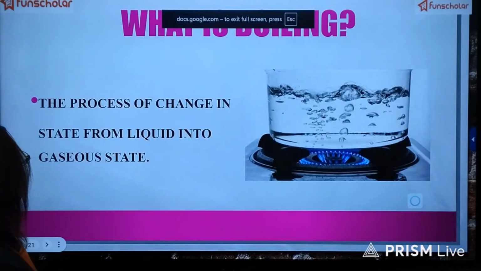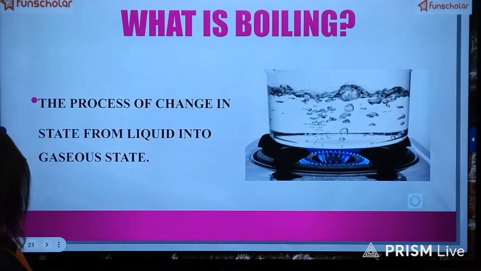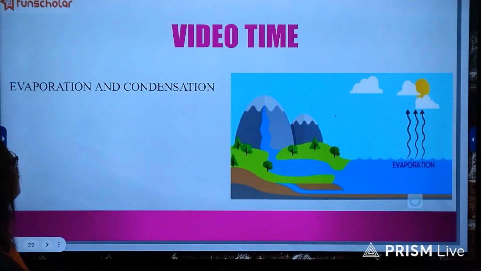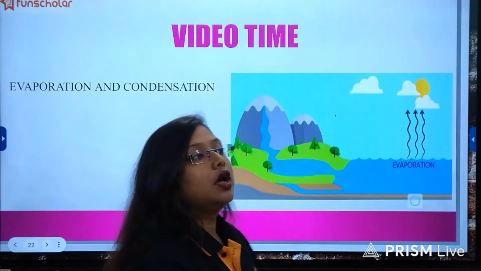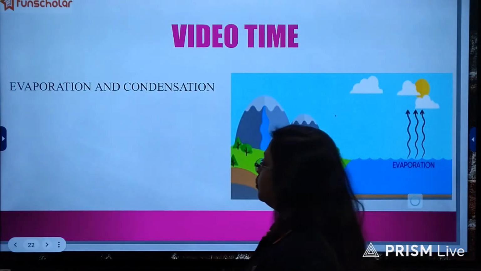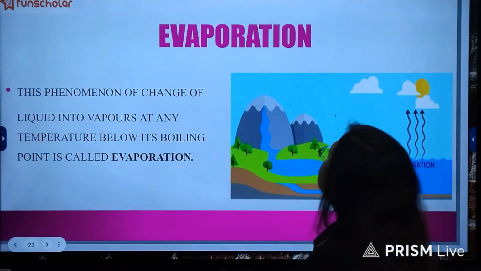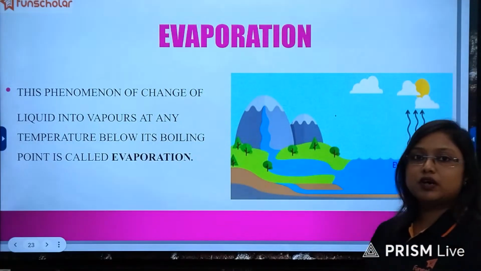We will move to our next topic, that is evaporation and condensation. Here is a video, but we will look into it later. First, we will learn about what is evaporation.